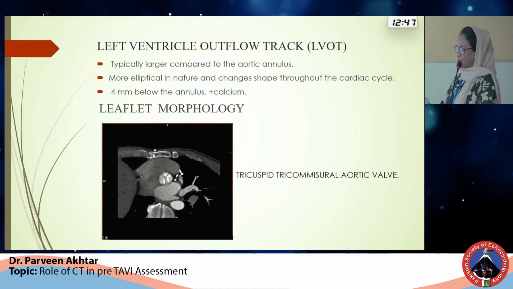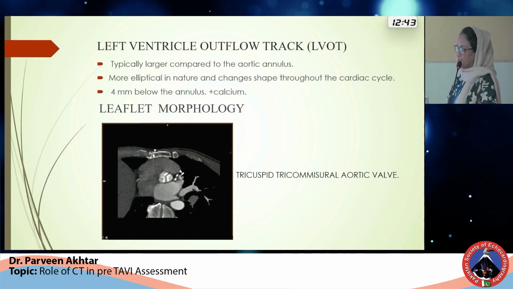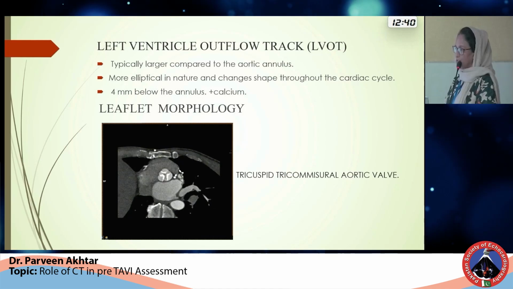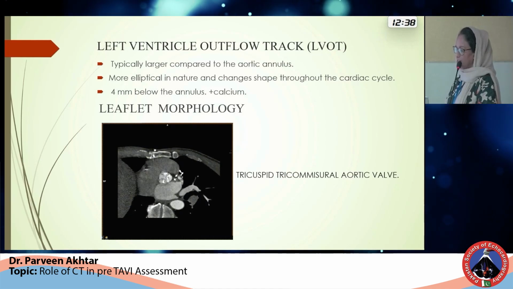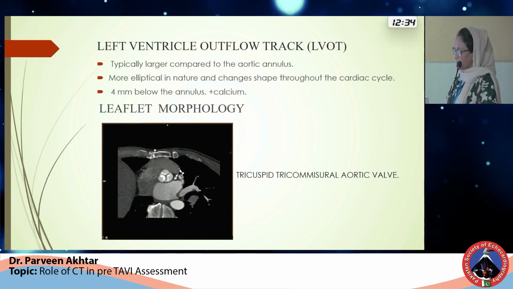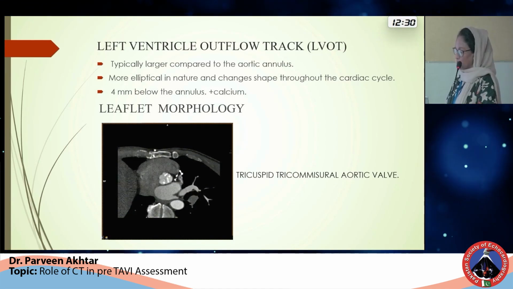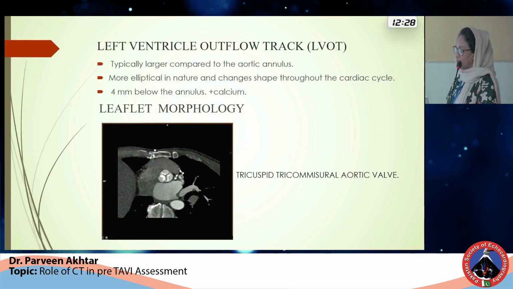Then we go to the leaflets of the valve. You have to tell whether it is bicuspid or tricuspid. You assess in the cine images, in the best systolic and the best diastolic phase. So this is an example of a tricuspid valve with calcification. You also mention the calcification on the leaflet.